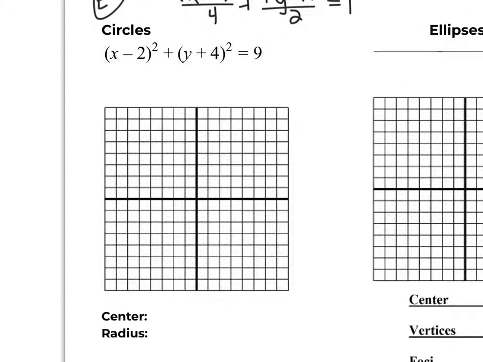Circles. We really like circles, right? Yeah, y'all did great on circles. So my center is 2, negative 4, and my radius is square root of 9, which is 3. So to graph, 2, negative 4, and then go right, left, up, down, 3. I think almost everyone got 100 on that, so we're going to move on with our life.